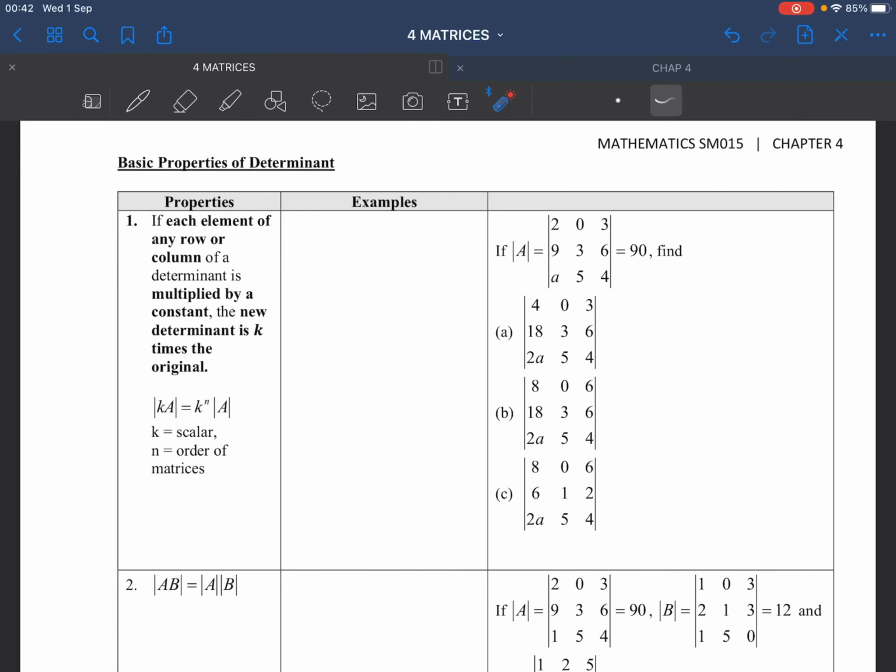Okay, so now in this video we're going to see what are the basic properties of determinant. So kamu dah tahu macam mana nak cari determinant for a 2 by 2 matrix and macam mana nak cari determinant for a 3 by 3 matrix. So by now kita dah tahu macam mana nak calculate determinant. So apa gunanya basic properties of determinant ni?